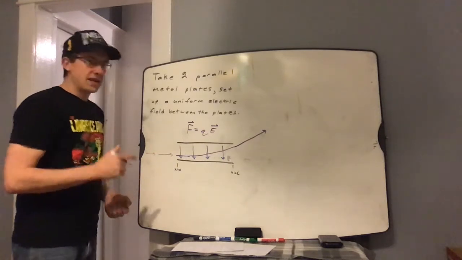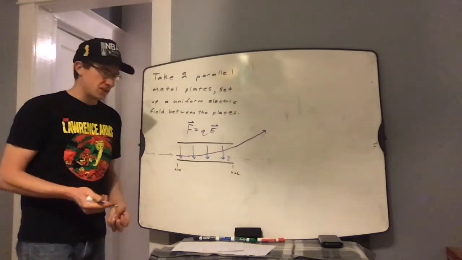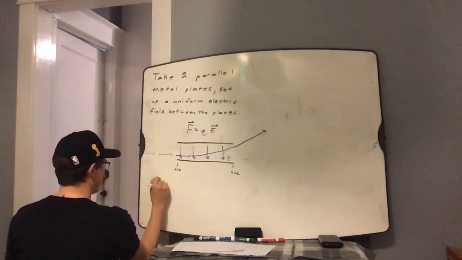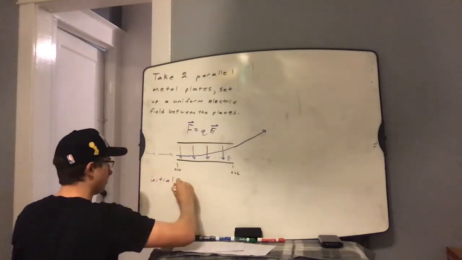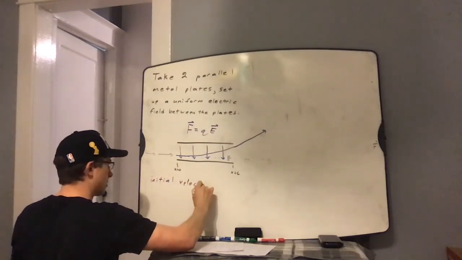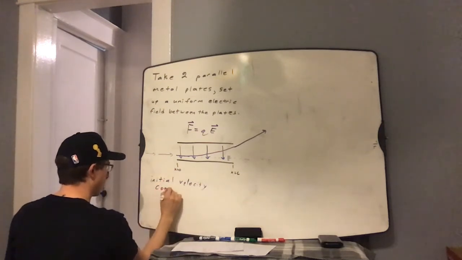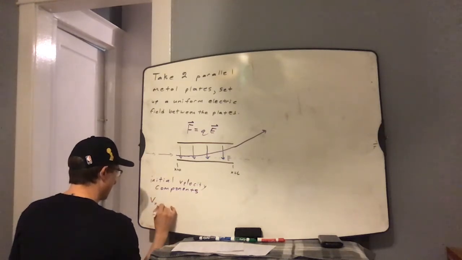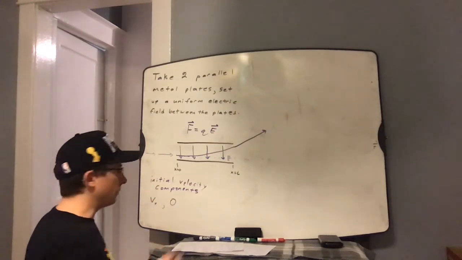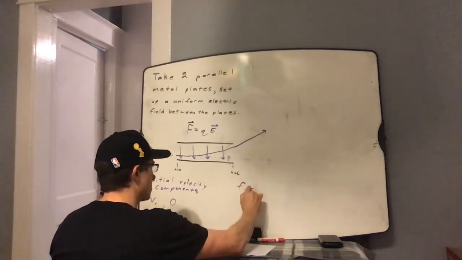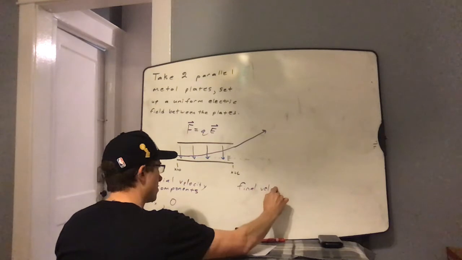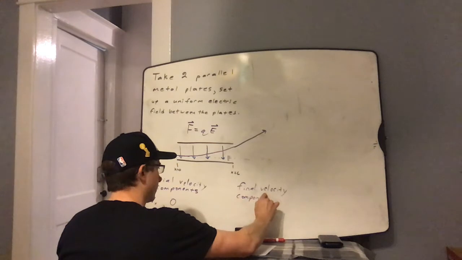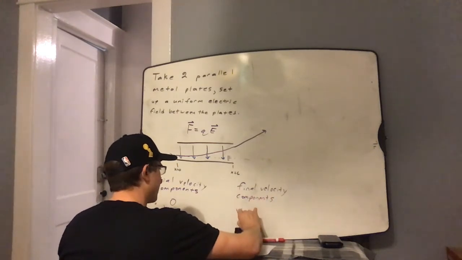So I could say that the electrons had components for their initial velocity. So I could say they had initial velocity components Vx and 0, and they had final velocity components Vx and Vy.